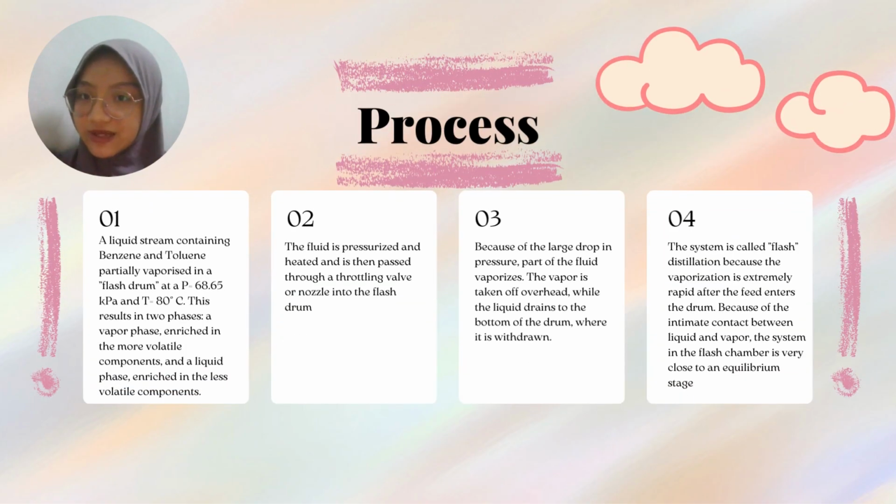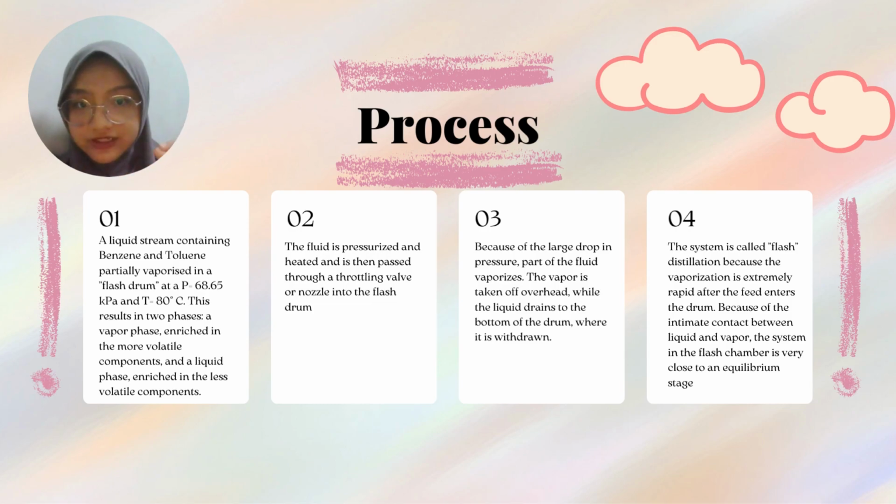Okay, so let's take a look at how the flash separator works. A liquid stream containing benzene and toluene is partially vaporized in a flash drum at a pressure of 68.65 kPa and a temperature of 80 degrees Celsius. This results in two phases, a vapor phase enriched in the more volatile components and a liquid phase enriched in the less volatile components. So first, the fluid is pressurized and heated and is then passed through a throttling valve or nozzle into the flash drum.